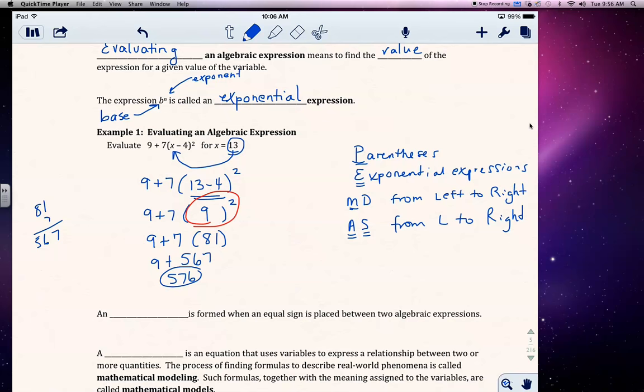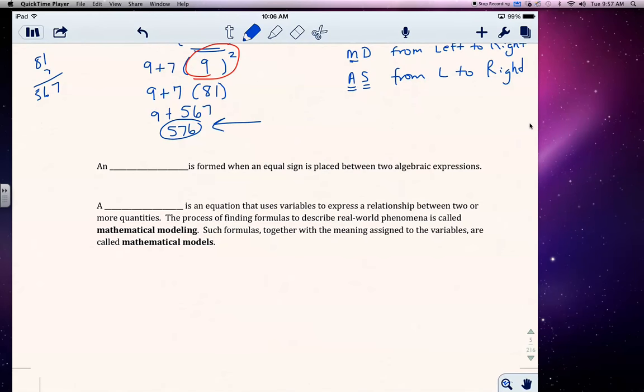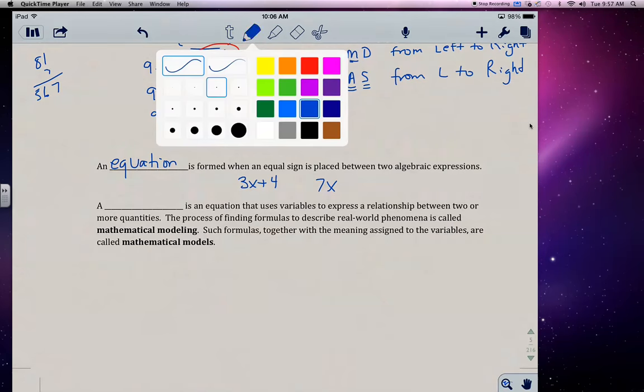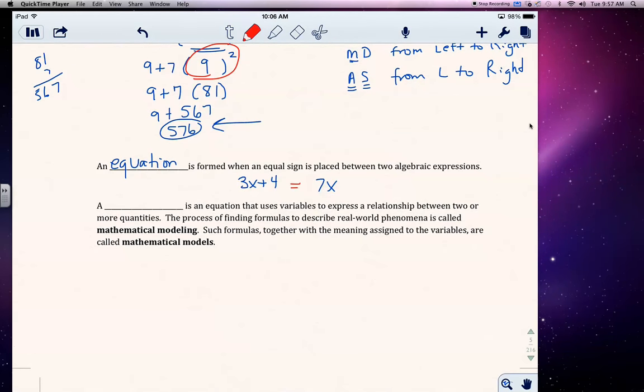Notice how in this example we had a value for the variable, we put it in the expression, and we got our answer. The next definition is one that I get a lot of students confused on throughout the semester, and it's the definition of what an equation is. An equation is formed when an equal sign is placed between two algebraic expressions. So let's say we had 3x plus 4. That's an algebraic expression. And let's do another algebraic expression, let's say 7x. Once I place that equal sign in the middle, that's when it becomes an equation.